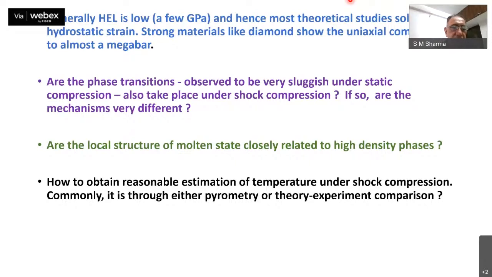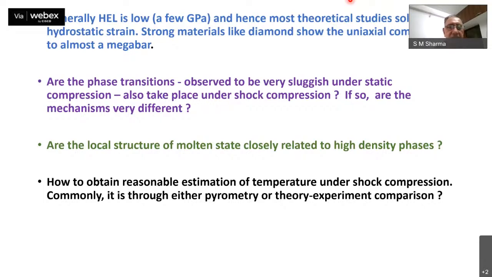And lastly, the question on how to obtain a reasonable estimation of temperature under shock compression. We again discussed that the temperature increases along the Rankine-Hugoniot curve. It also increases under isentropic compression, but it increases a lot under shock compression. So is there a way to find the temperature?